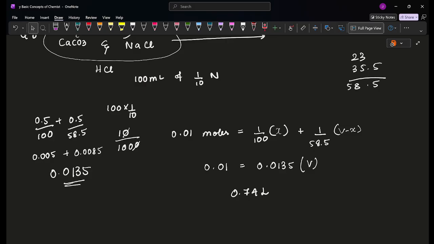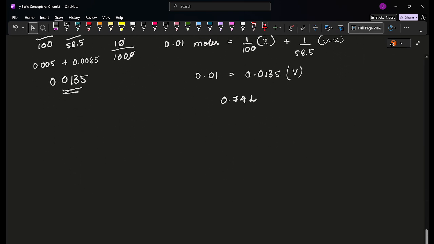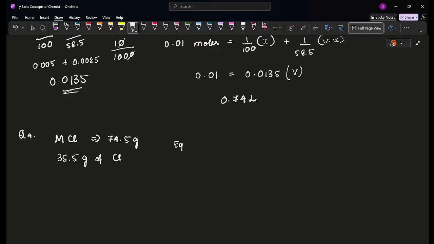There is still a doubt, so I think I'm gonna go with the next question and then let's come back to this one. So next question will be question 9. So we have a metal chloride which is of mass 74.5 gram that contains 35.5 gram of chlorine, and they're asking equivalent weight of metal.